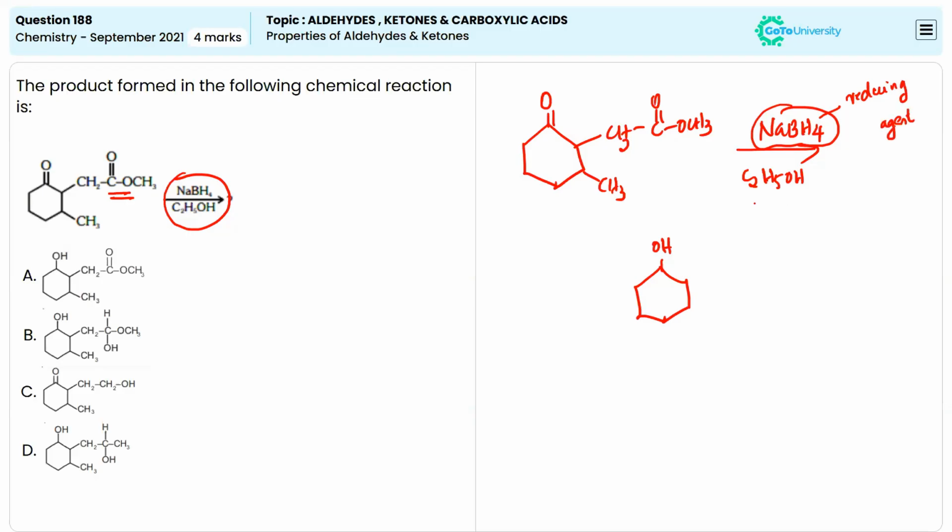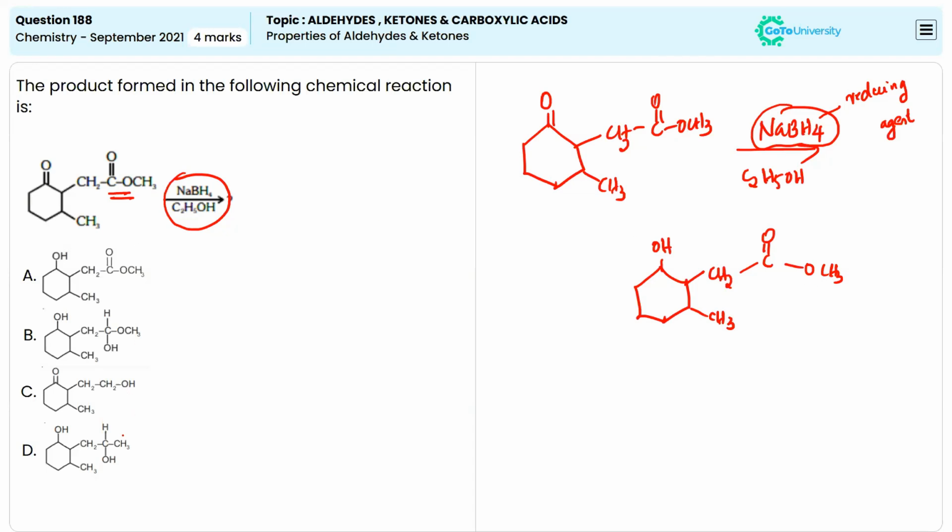So the reaction will be the reduction reaction. This keto group will be converted into the hydroxyl group, and the remaining part will be CH2COOCH3, and the methyl group is also still there. So this is the product that we are getting here. Now let us check the options.